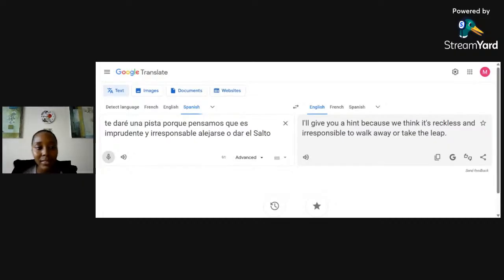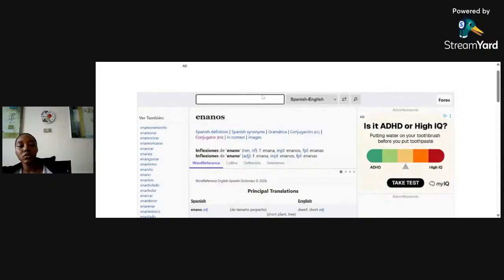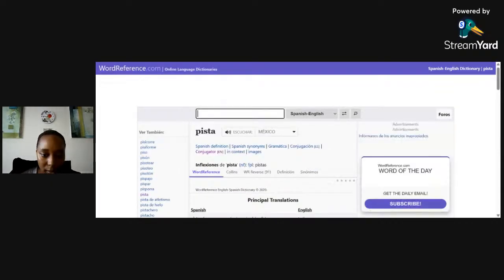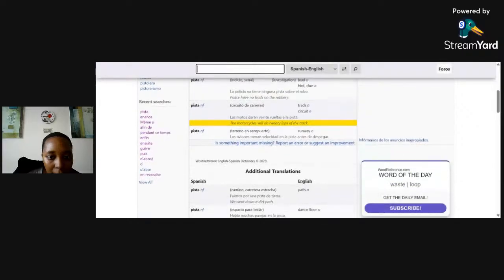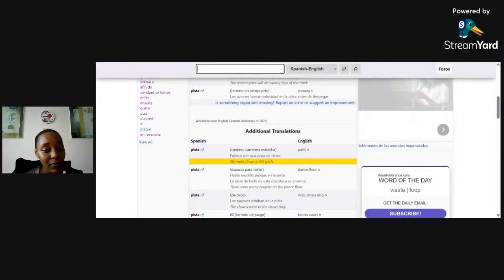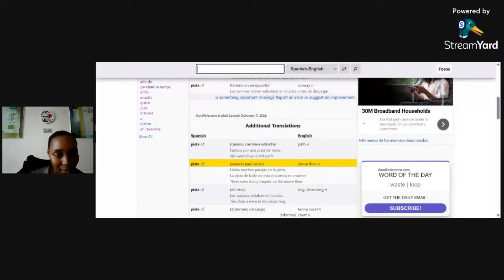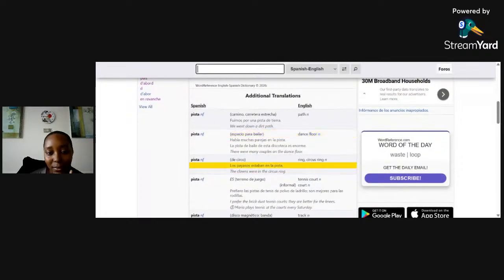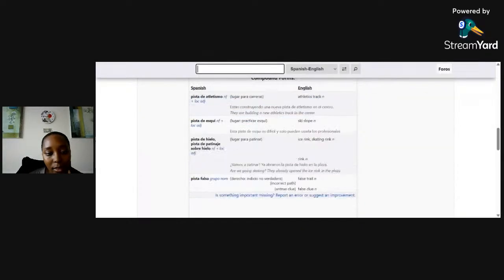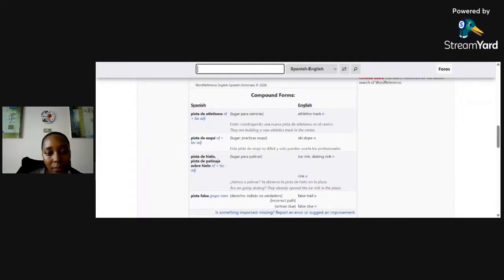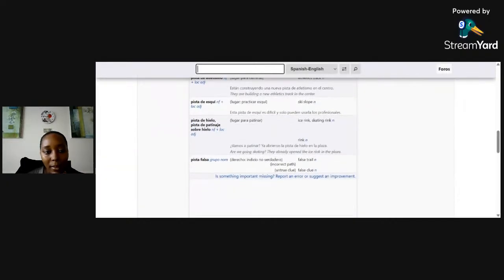It says hint. And so sometimes when I see a certain word and I'm curious about the meaning, again, I just go to WordReference because WordReference shows you so many possible meanings. So many. Trail, lead, track, runway, dance floor. Not me about to get on the pista. I'm sorry. Okay. Ring, circus ring, tennis court, track, ski slope. Oh, pista de esquí. Oh, okay. I'm not mad at her.